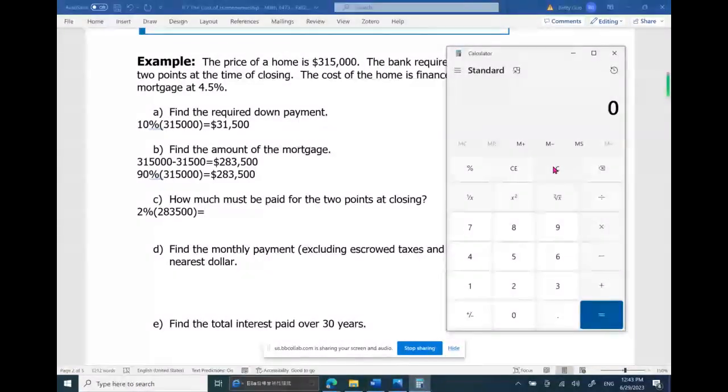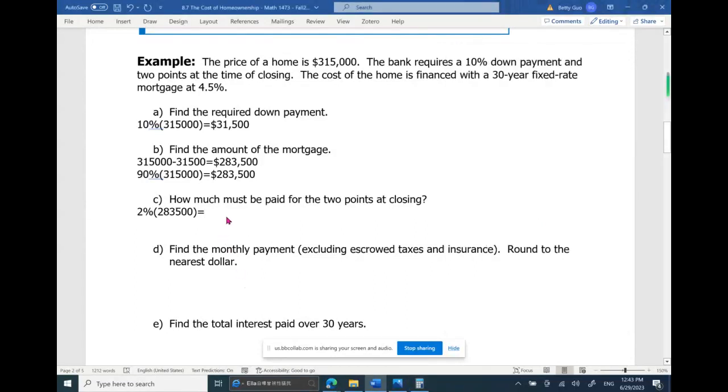2% as a decimal is 0.02. Multiply that by the loan amount, 283,500. So the 2 points up front you have to pay is $5,670.